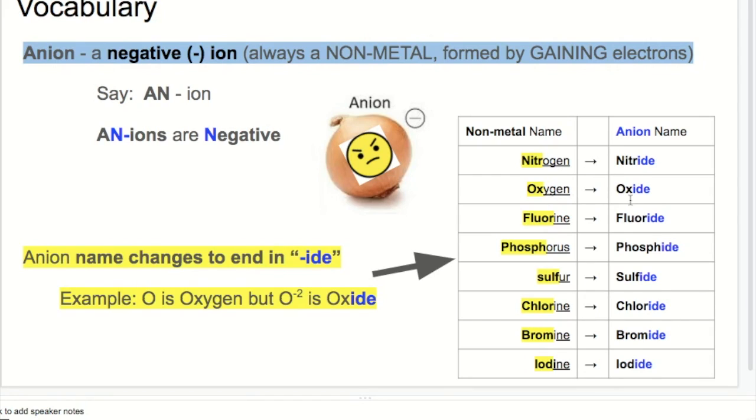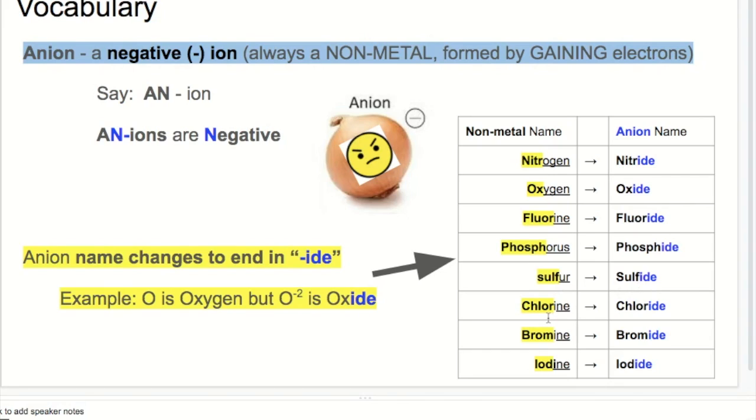Now say it with me. Oxygen, oxide. One more time. Oxygen, oxide. Next one. Fluorine, fluoride. One more time. Fluorine, fluoride. Next one. Phosphorus, phosphide. Together, phosphorus, phosphide. Next, sulfur, sulfide. Together, sulfur, sulfide.